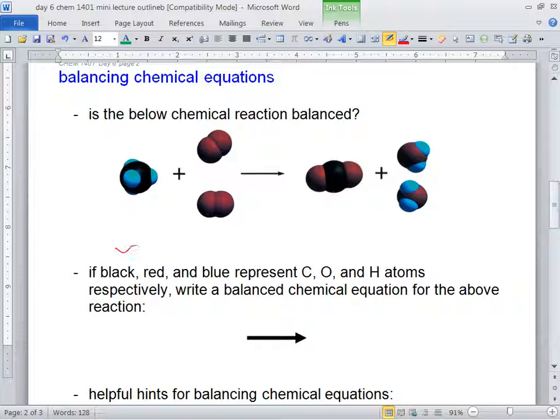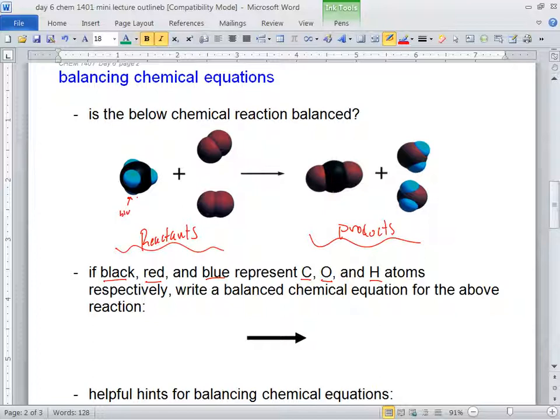But here's a chemical equation. We've got reactants and we've got products. The question is, is it balanced? And what you're supposed to see is that the black spheres are carbon atoms. Black is carbon, red is oxygen, blue is hydrogen. Okay. I don't know if you can see it, but there's the little blue right back there.